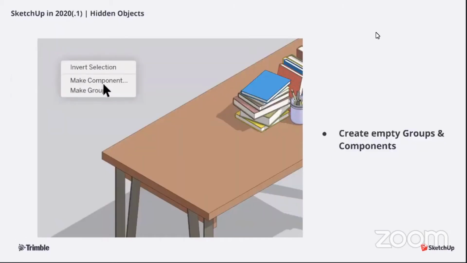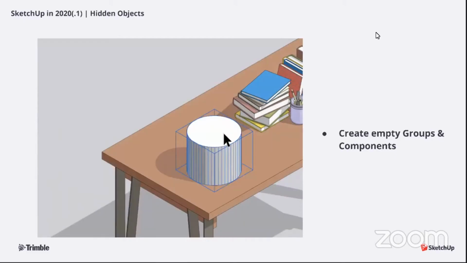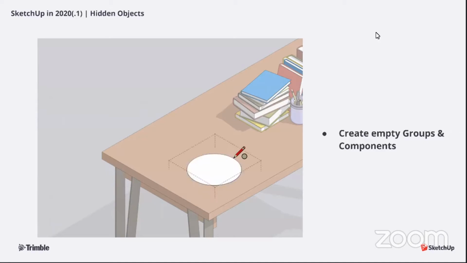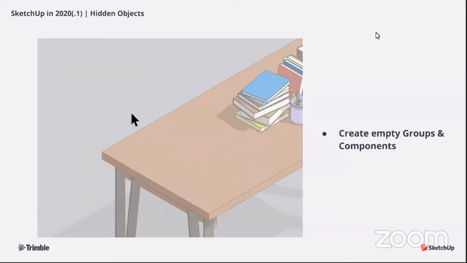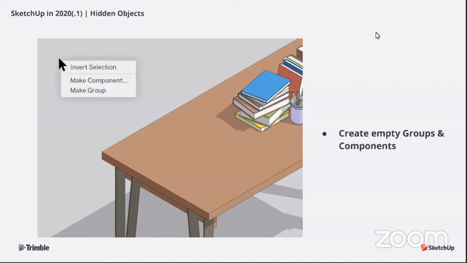Okay, something we have also introduced in the 2020.1 update, which came out last week, is the ability to create empty groups and components just by clicking into an empty space. And again, from a workflow perspective, this makes things much easier than the old way of having to draw up your geometry, and once you have drawn it, select it and separate it out into groups, making sure it doesn't stick to other geometry while you're doing that, and remembering to do that at the right time. It can be a little bit painful.